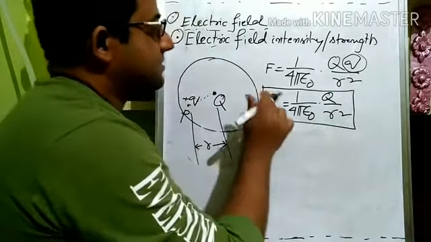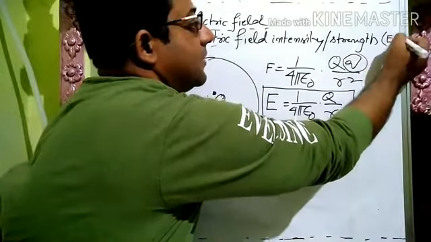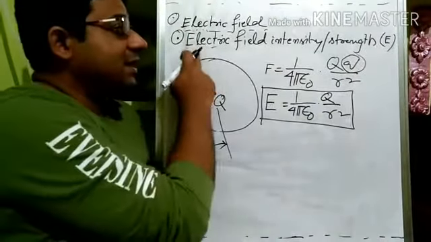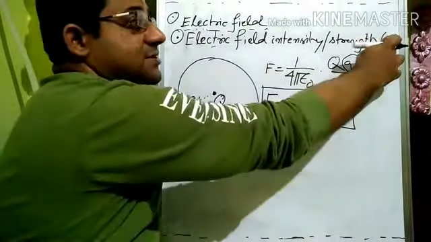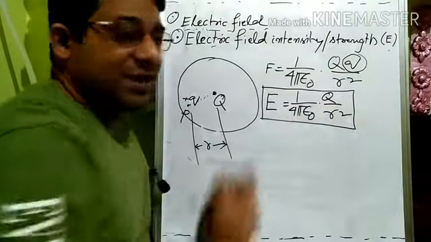Got it? The symbol of electric field intensity is E. Electric field is a theoretical concept, and electric field intensity is the measure of electric field strength, and the symbol of that is E. So E is equal to 1 by 4 pi epsilon naught Q by R square.